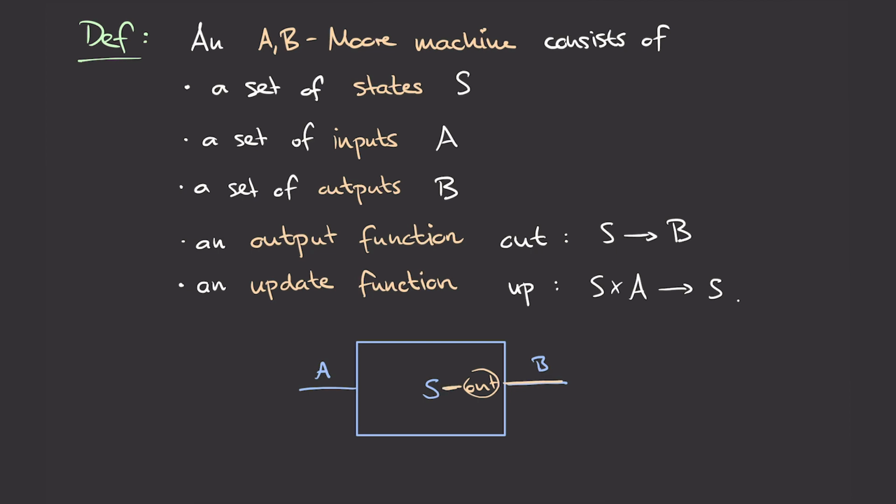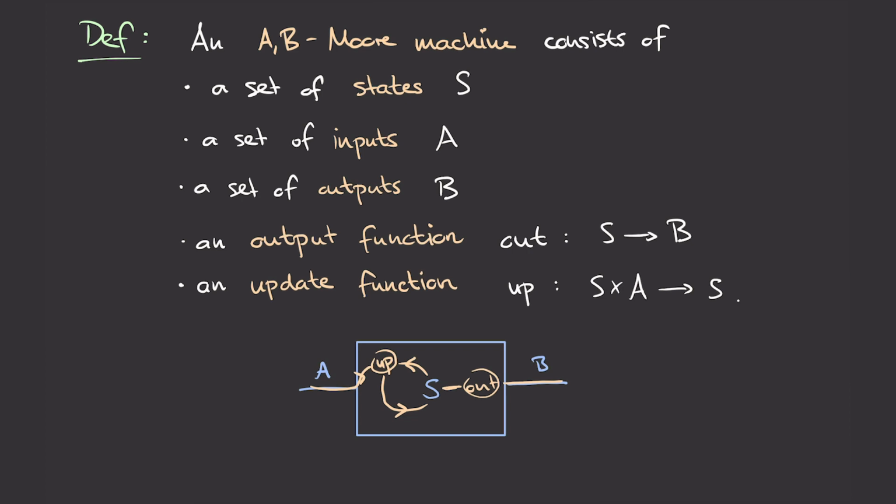On the other hand, the update function takes the current state of the system along with an input and produces a new state. I'll draw the update function here. What does it do? It takes a current state from S along with an input from A and produces from that a new state in S.